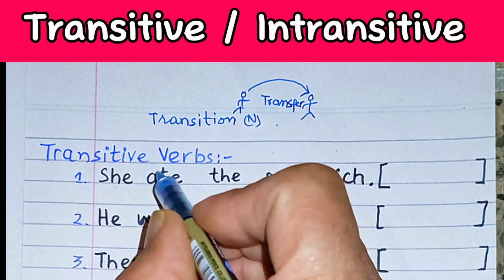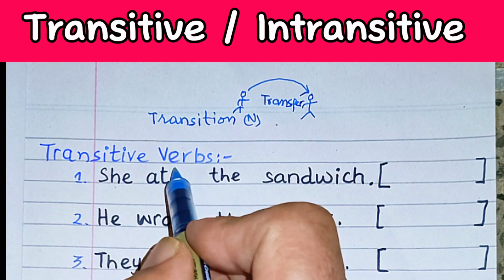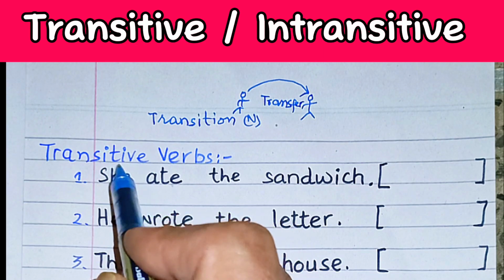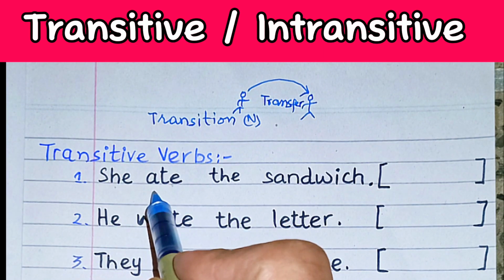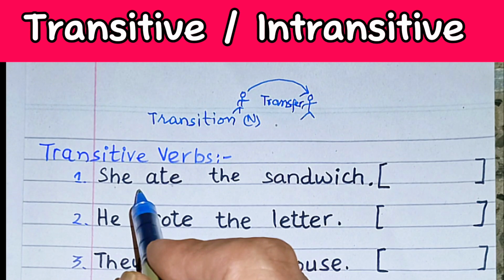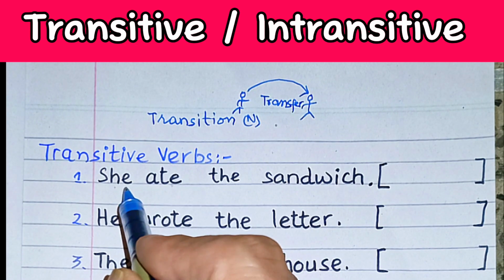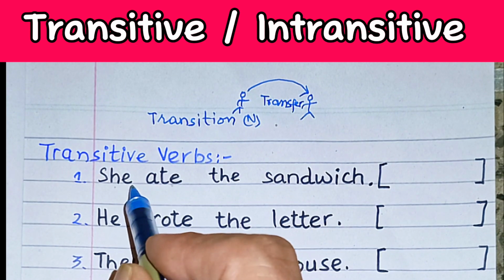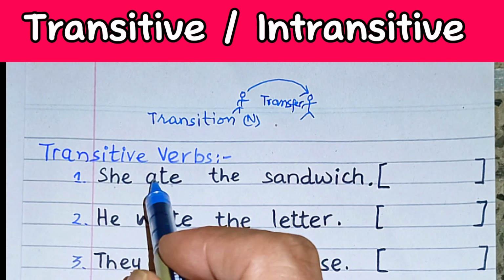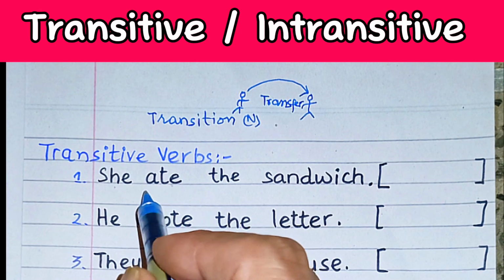The concept in grammar is transitive verbs and intransitive verbs. The concept is this: if a verb is helping us transfer the action from the subject to the object, then that verb is going to be called a transitive verb. Let's see a few examples in order to understand the concept.